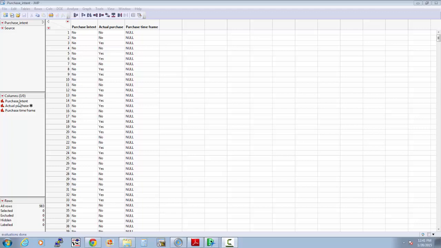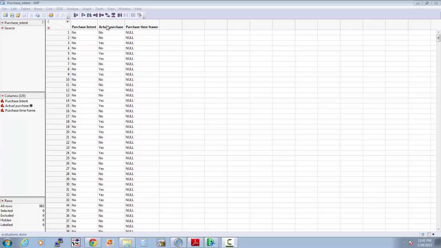One is the intent to purchase of a particular individual. So each row in the spreadsheet corresponds to an individual. The first column says, did they intend to purchase a certain product, let's say it's a car, within a certain time frame. And the second column looks at that individual later on and says, well, did they actually go out and purchase that product? Let's say it's a car again. So intent to purchase versus actual purchase.